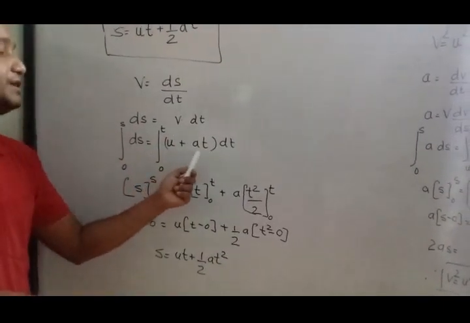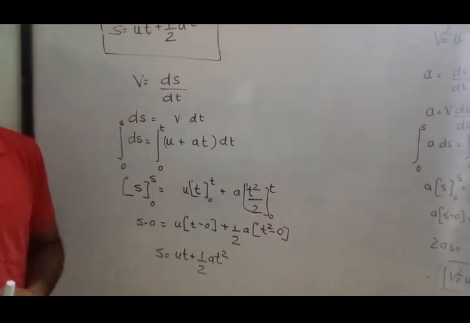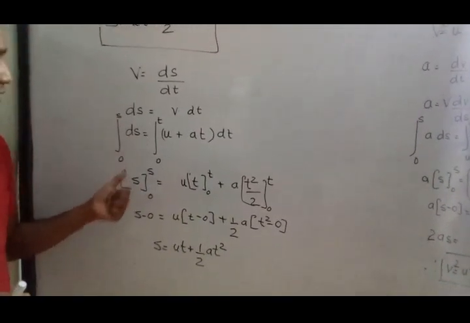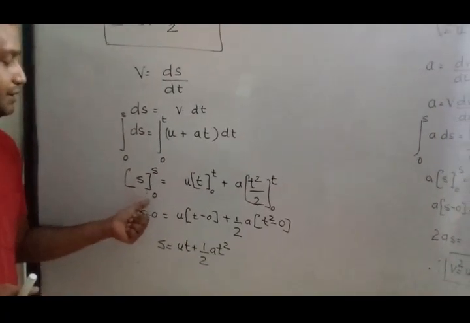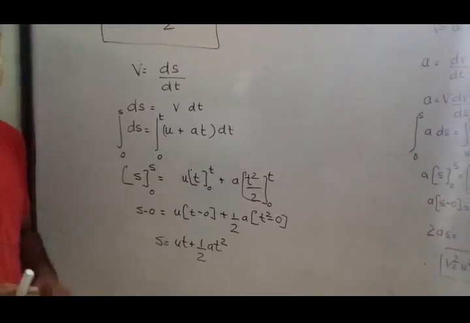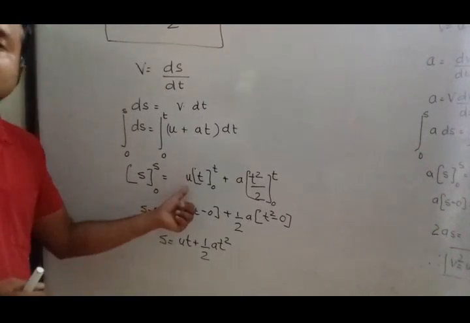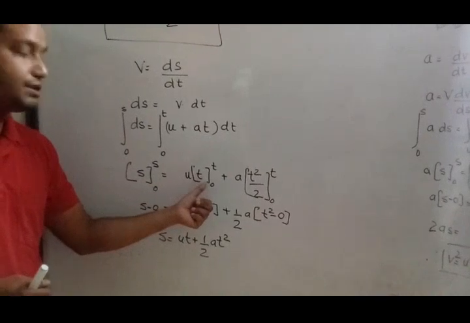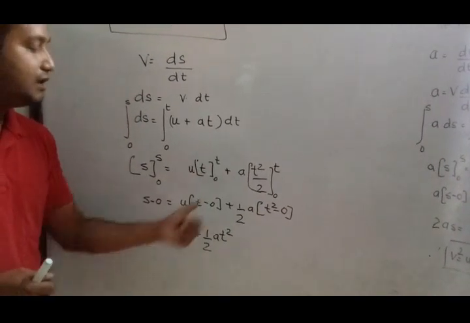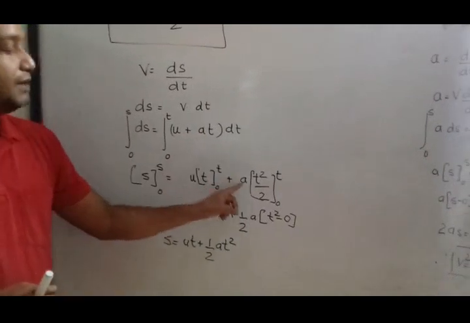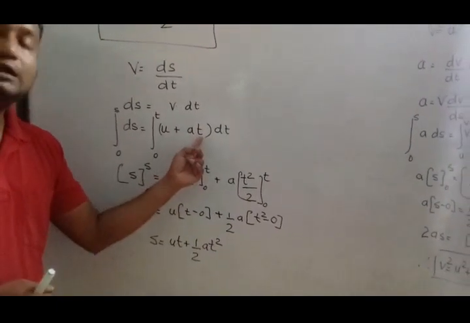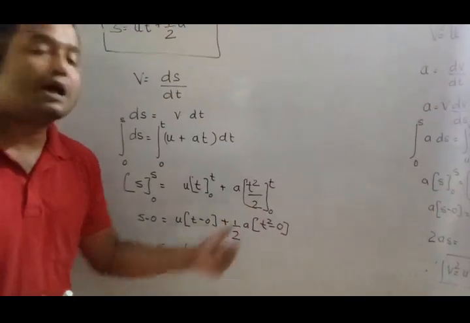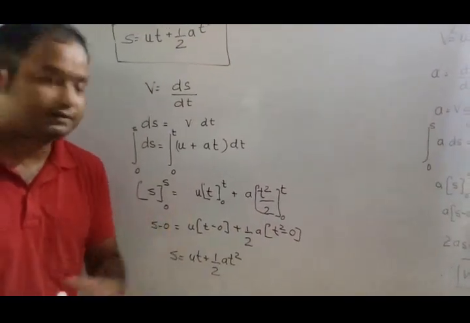Substituting v as u plus at, which we already derived in part one. This ds integrated gives us S, with limits 0 to S. This u, which is a constant, is kept outside. Now we get dt, and the integration of dt is t, with limits 0 to t applied. This a remains as such. This is t dt, which when integrated gives us t squared over 2. The formula has already been explained in part one.